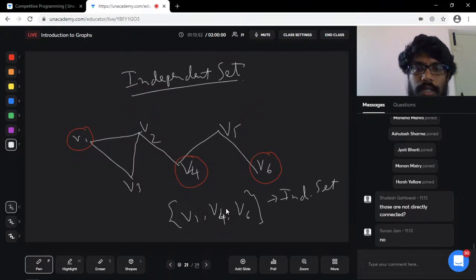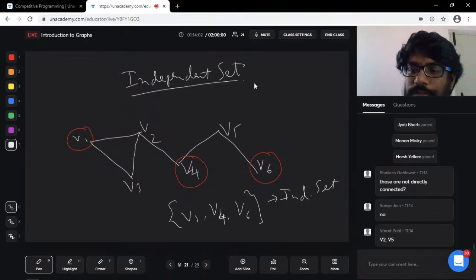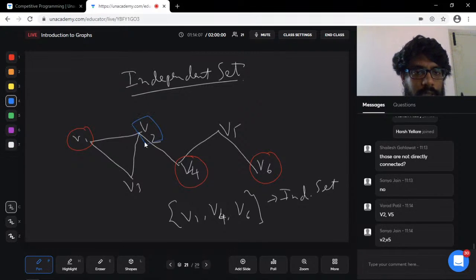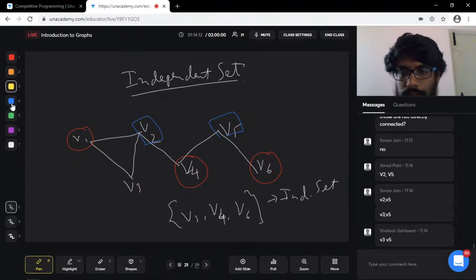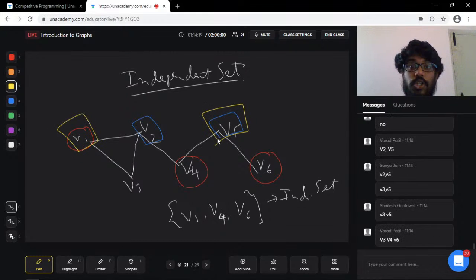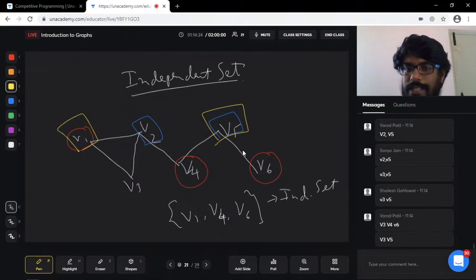Okay. Can you give me another example of an independent set in this graph? v2, v5. Exactly. So v2, v5 is another independent set. v3, v5. I could have v1, v5. That is also an independent set. v3, v4, v6 is an independent set. Exactly. So all these are independent sets.